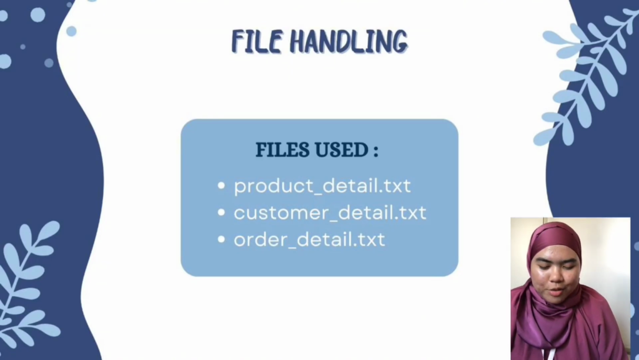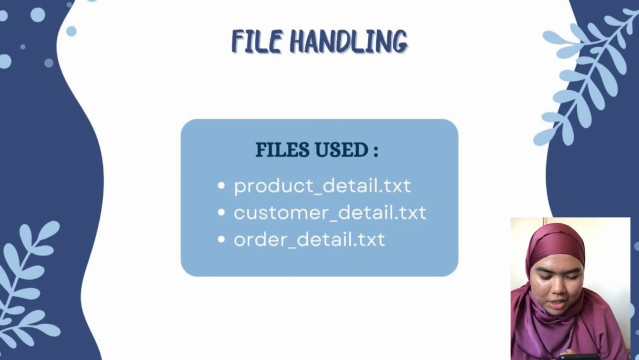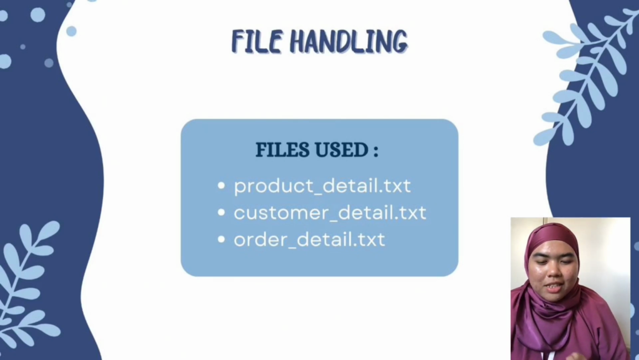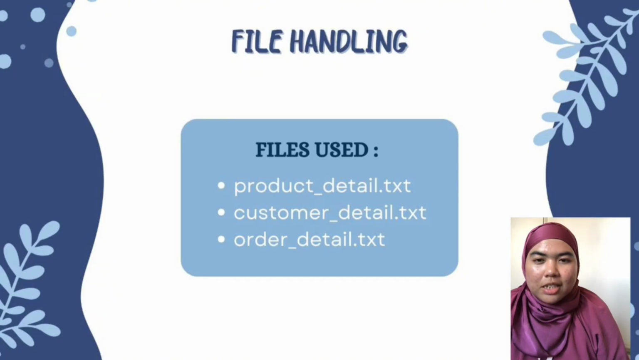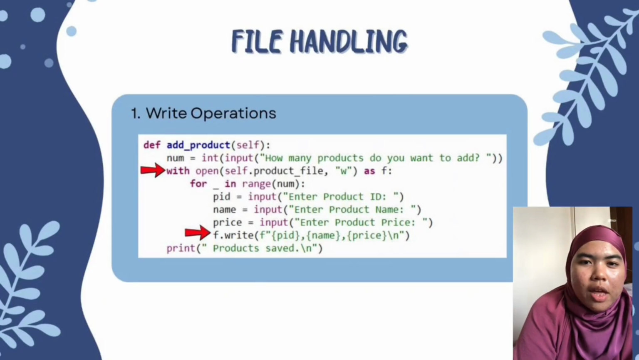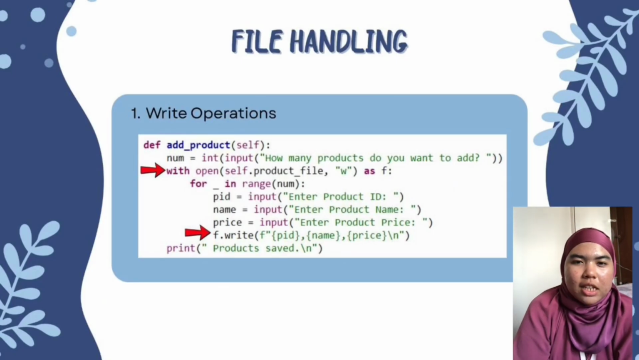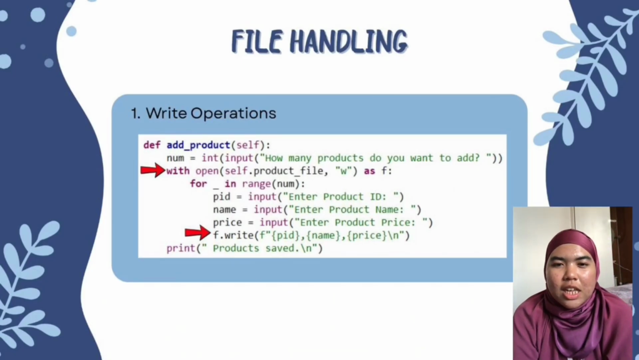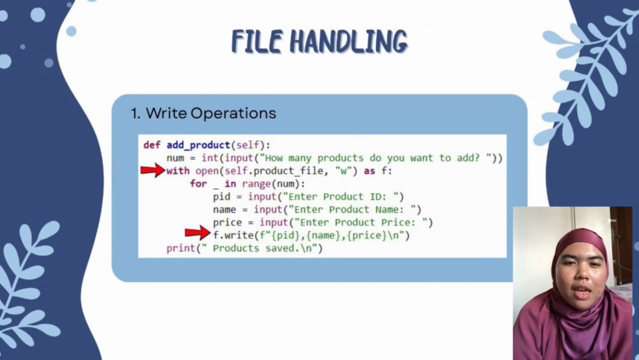My entry number is 01DDT23F1065. Today I'll be talking about file handling, which consists of product_details.txt, customer_details.txt, and order_details.txt. Now I will explain about file handling, starting with the write operation. In this function, named add_product.